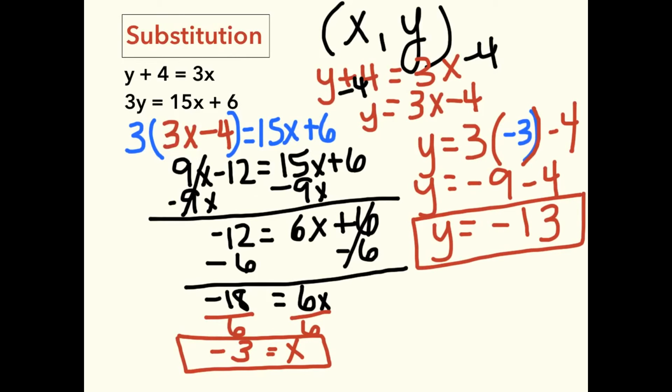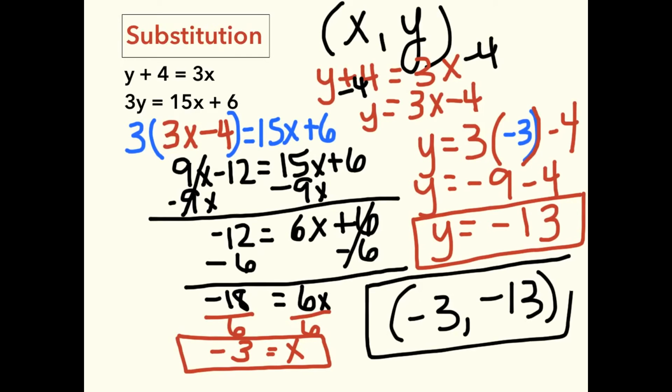So we have an x and we have a y, so we can put it as an ordered pair. Negative 3, negative 13. So this is our intersection point. If we were to graph these two, we would find that they intersect at negative 3, negative 13. But we didn't do it graphing, we did it algebraically through substitution.